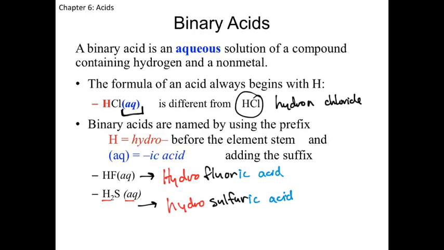A quick question you might have is, why is this binary? I see three elements there. Remember, binary specifies how many types of elements are present, not the number of atoms. So a binary acid just means there are two different types of elements, regardless of the amount of each. Our ternary acids mean that we have more than two types of elements. So that's our naming system: hydro, the root name, followed by ic acid.